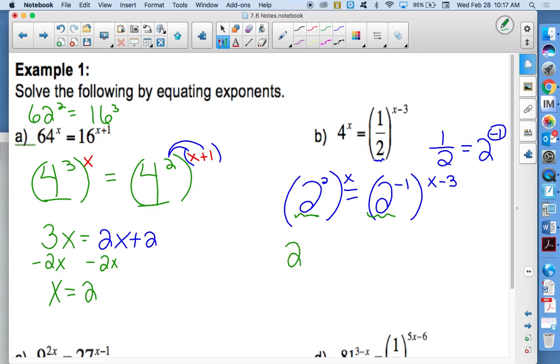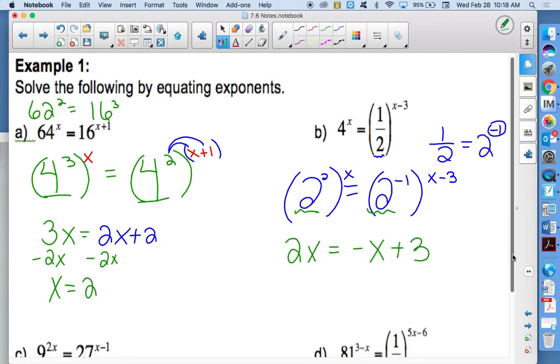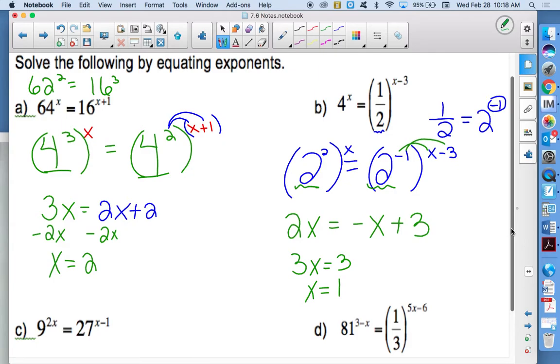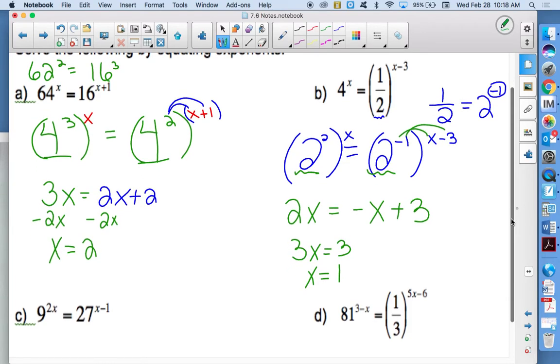So Ryan, this here is 2x on the left. What does the right become? The right becomes -x + 3. Awesome, -x + 3. So the exponent has to go to both parts, that x and the -3. So this makes 3x equals 3, so now x is equal to 1. So 4 to the first is equal to 1/2. And then the x minus 3 would be a -2. And 1/2 to the -2 is 4.